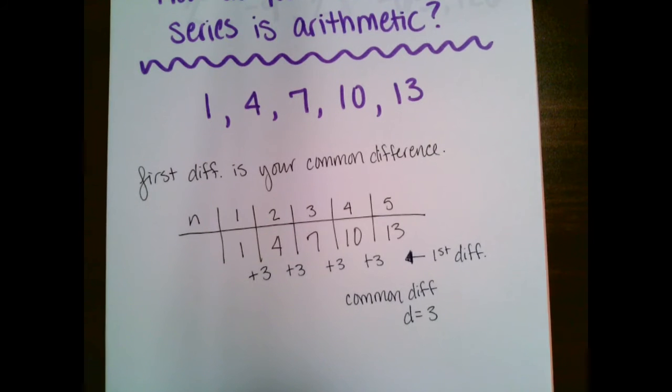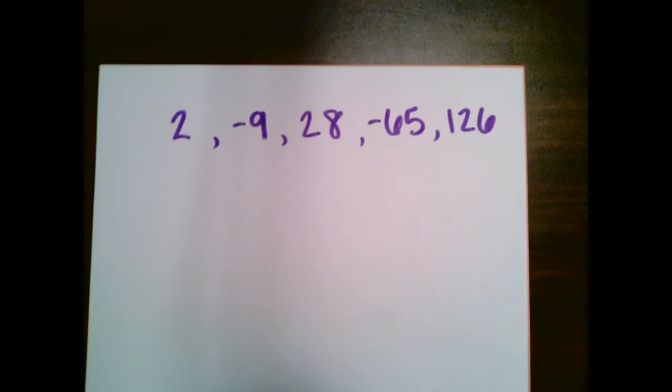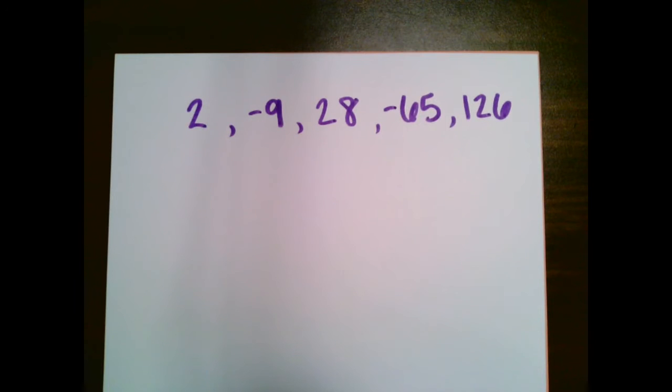So what about if it's not an arithmetic sequence? Let's consider this case. The first difference here, 2 to negative 9, we're going down 11. Then up 37, etc. It's not an arithmetic sequence, so we need to figure out what type of sequence it is.